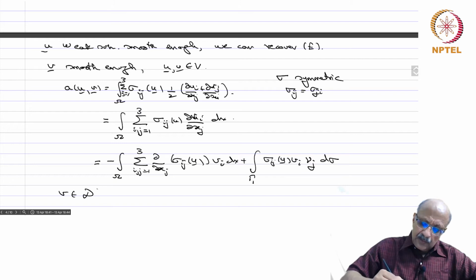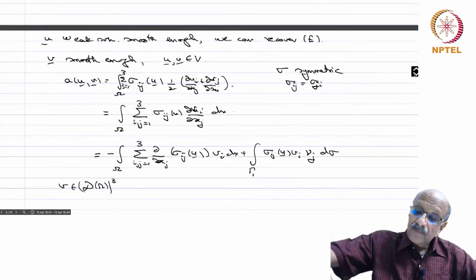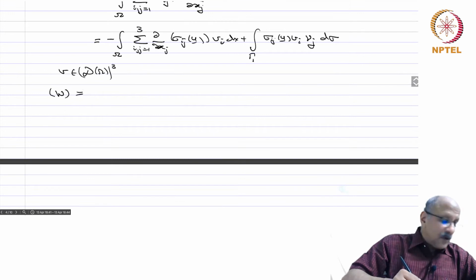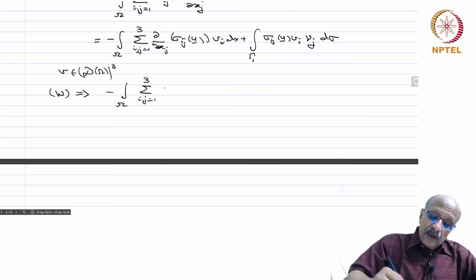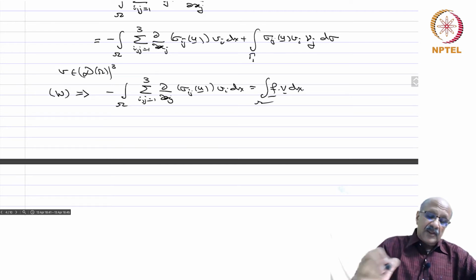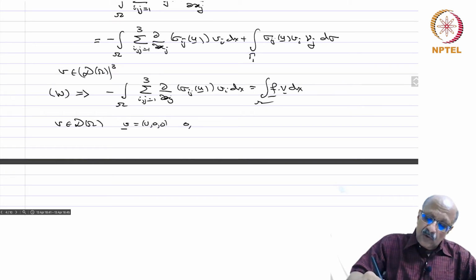So now if you take v in D of omega cubed, then the boundary term will disappear, and therefore you will have, so the weak solution, call this W, W will imply that minus integral on omega, sum over i, j equals 1 to 3, of d by dx_j of sigma ij of u times v_i dx equals integral of f dot v over omega dx. There also there will be no boundary integral term. So now you successively take v in D of omega and you take v equals (v,0,0) or (0,v,0) or (0,0,v).